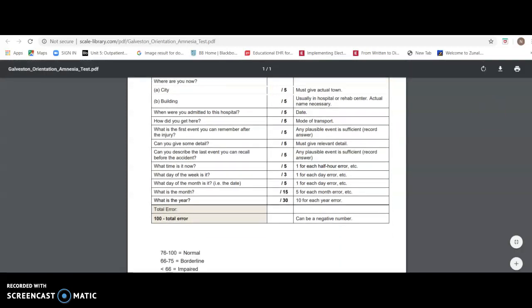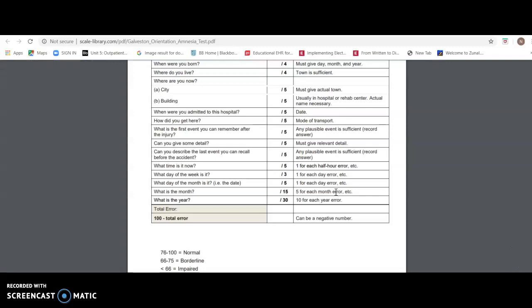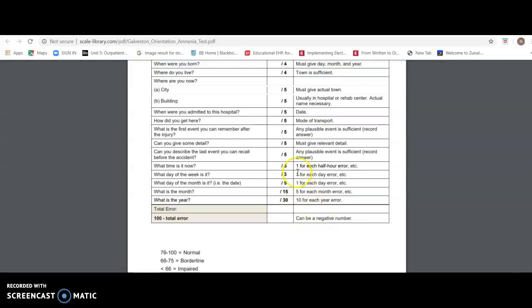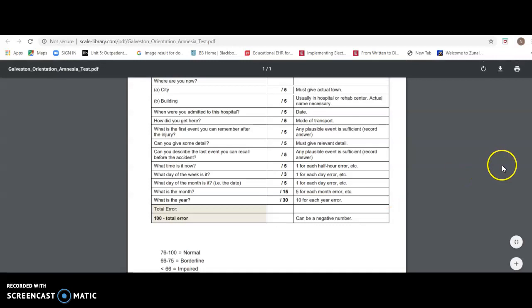Note down on this question, what month is it? There are 5 points for each month. If you have 5 points times 12 months and you score several errors on this form, you can actually have a negative outcome number. So when you finished asking each question, indicate the total number of errors here. Take 100 points minus the total number of errors, and this will be the score for your patient.